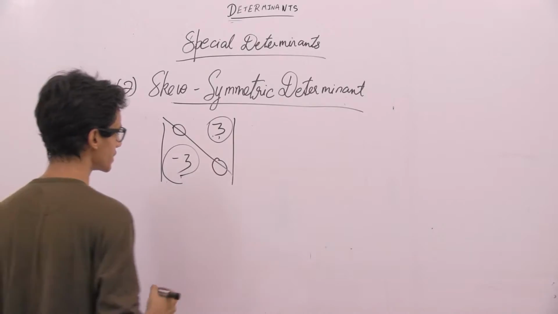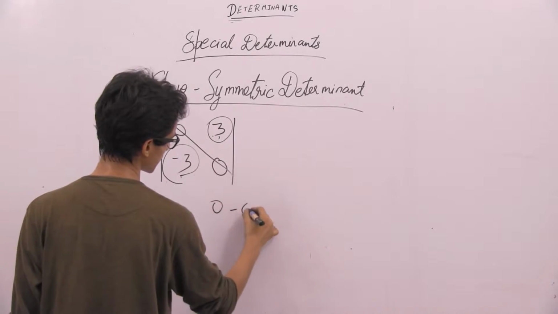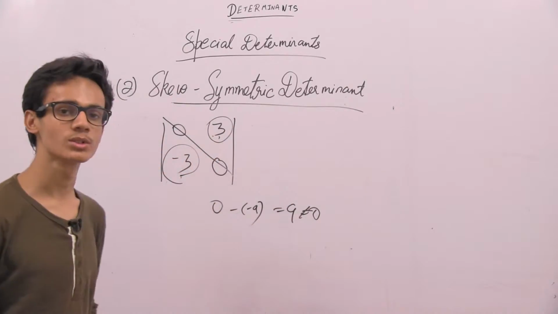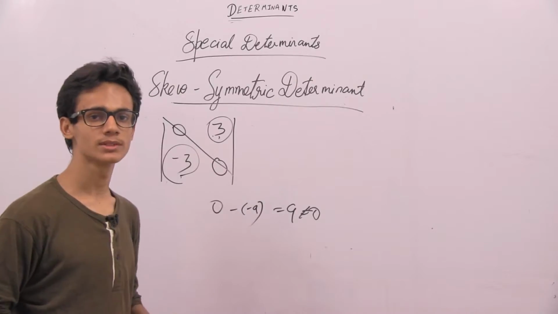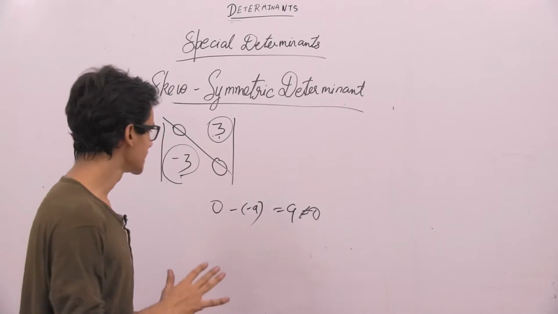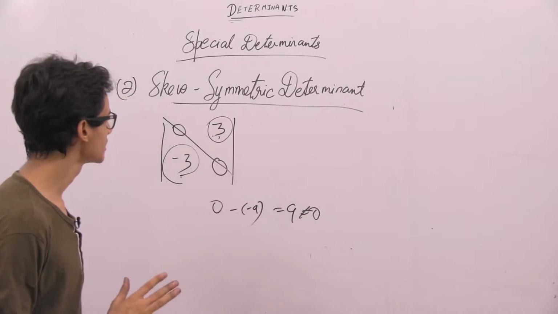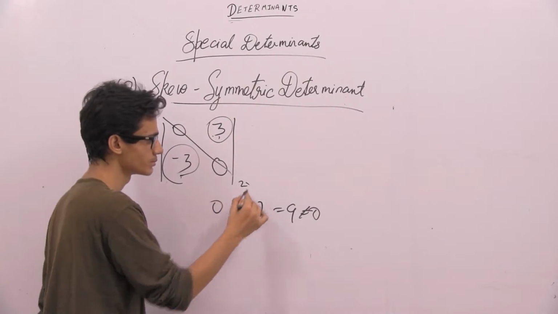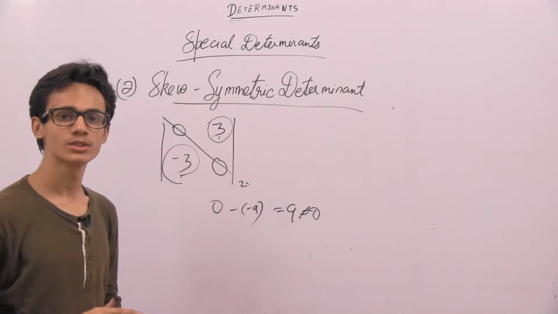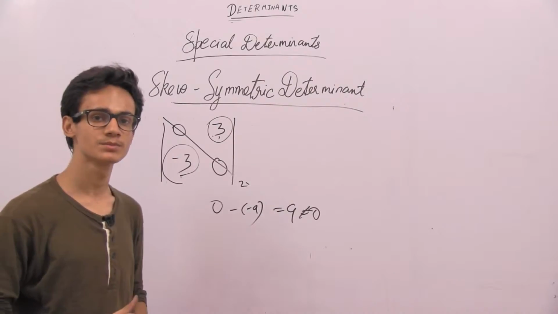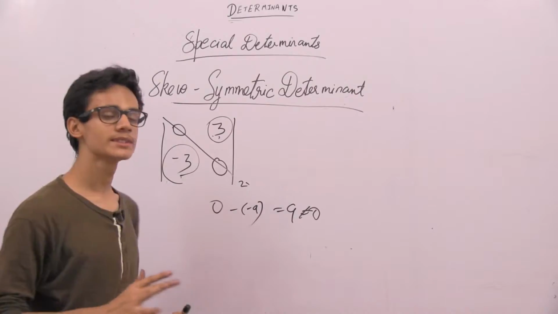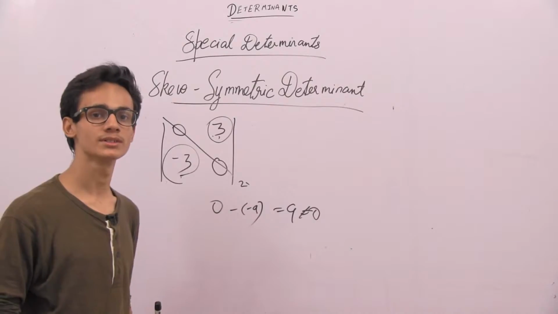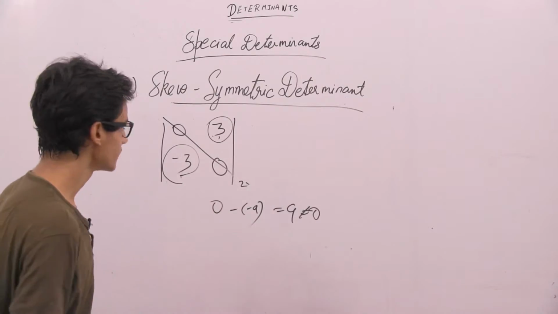Let's find out the value of this. 0 minus minus 9. This is equal to 9, which is not equal to 0. How can this be possible? If you remember, we said that the value of the skew symmetric determinant is 0 whenever the order is odd. Here the order is 2, which is an even number. So it won't come out to be 0. So always remember that the value of the skew symmetric determinant is 0 whenever the order is odd. For even, we can't say this.